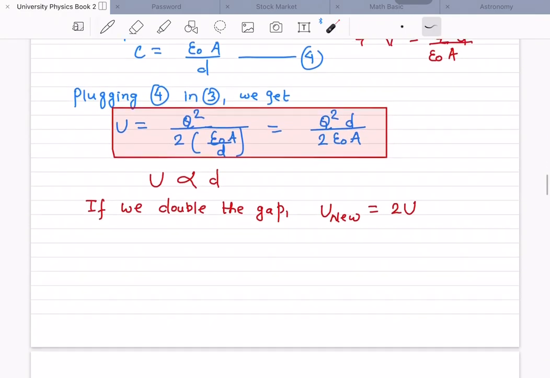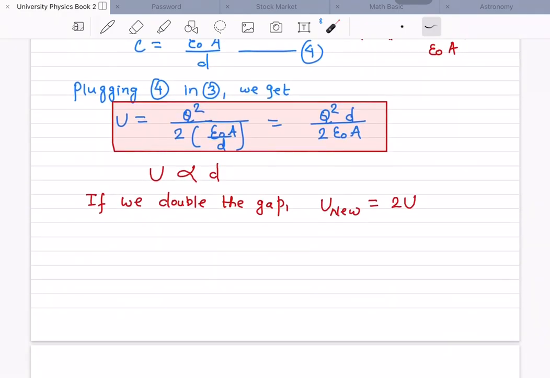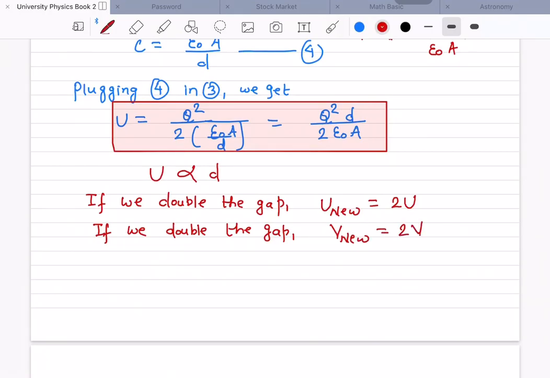So the V, again, I'm going to write down here, if we double the gap, the new potential difference will be again the double.